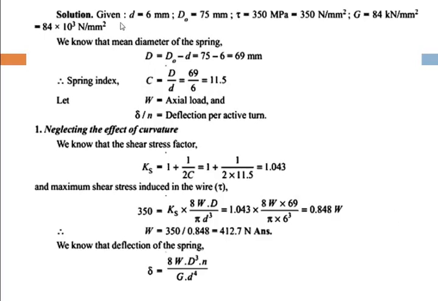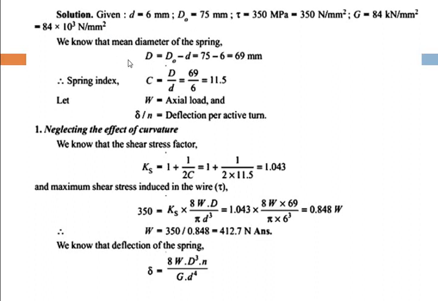Now see the given data. Diameter of wire 6 mm, outside diameter of the spring d0 is equal to 75 mm, shear stress 350 MPa, that is equal to 350 Newton per mm square, and modulus of rigidity capital G is equal to 84 kN per mm square, which will be equal to 84 into 10 cube Newton per mm square.